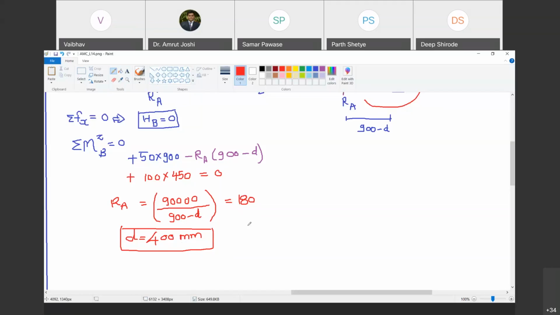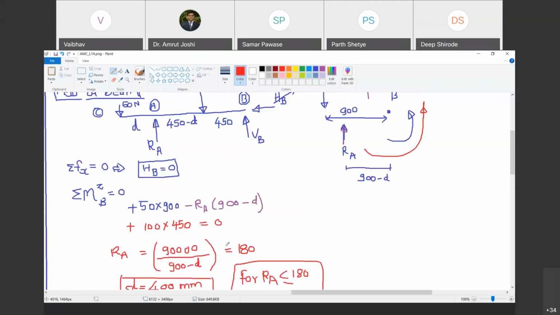So we demand for RA to be less than or equal to 180. D must be greater than or equal to 400. Are you with me? हाँ. बाकी वैभव छोड़ के बाकी किसी को कुछ डाउट है क्या इसमें? अगर है तो पूछो. So I assume no one has a doubt.